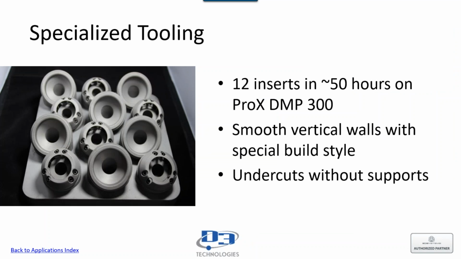Here's another example for specialized tooling. In this case, this was done on the 3D Systems direct metal printer, and for these 12 inserts, it took about 50 hours to produce. But if you notice, you get really smooth vertical walls with a special build style. Those are built on about a 45-degree angle, so there are undercuts without any supports in our metal printing.